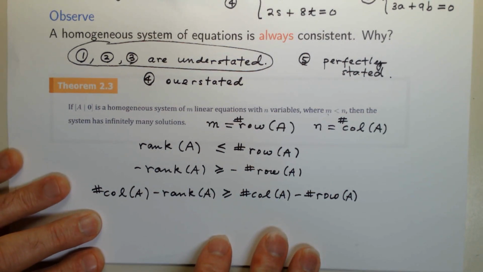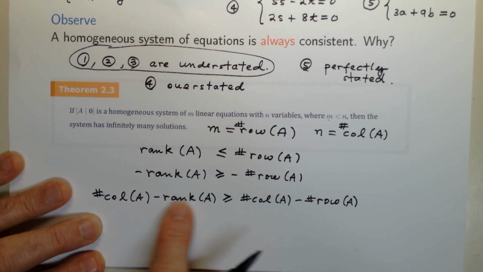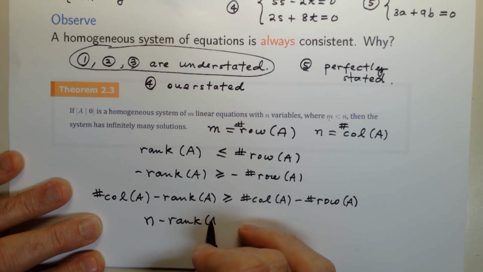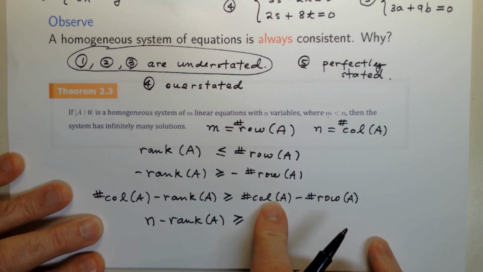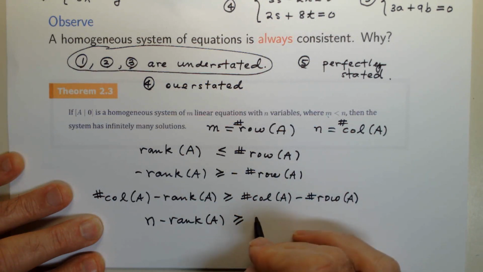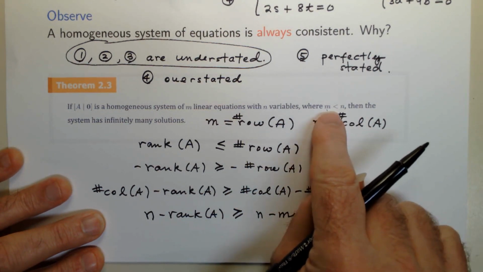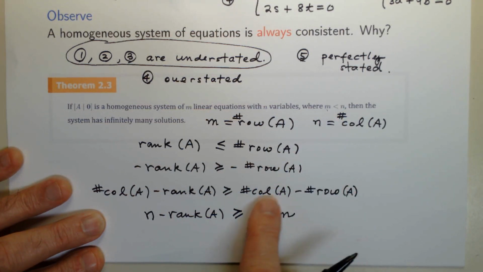And now I just have to interpret what I'm staring at here. The number of columns is equal to the number of equations. And so this is n minus the rank of A. And over here I've got the number of columns, that's n, and the number of rows, that's m. So this is going to be n minus m. Now what are we being told? We're being told that n is strictly bigger than m. So n minus m, whatever this is, it's a positive number. And so that says n minus the rank of A is strictly positive.